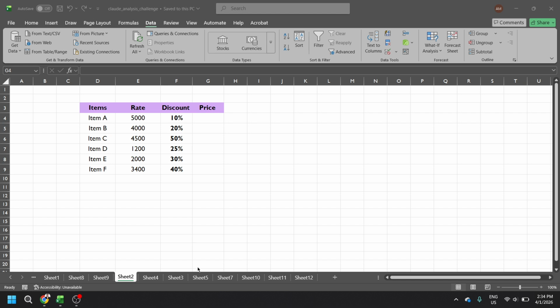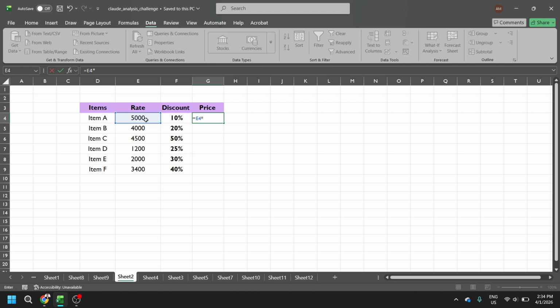Click that destination cell so Excel knows where to place the result. This keeps your sheet organized and avoids accidentally overwriting existing data. Now, type the formula. Begin with an equals sign, then point Excel to the original price. Multiply by an open parenthesis, type 1, minus the discount, and then close the parenthesis.